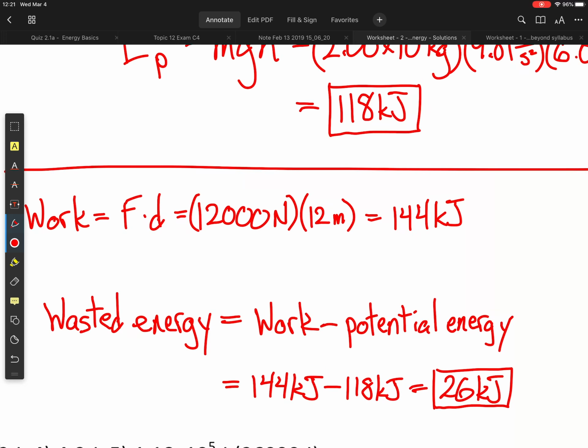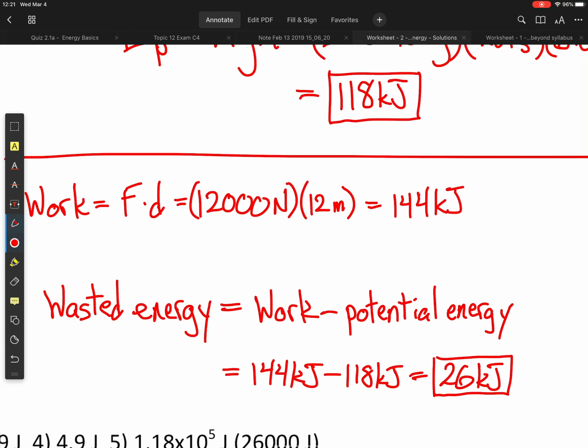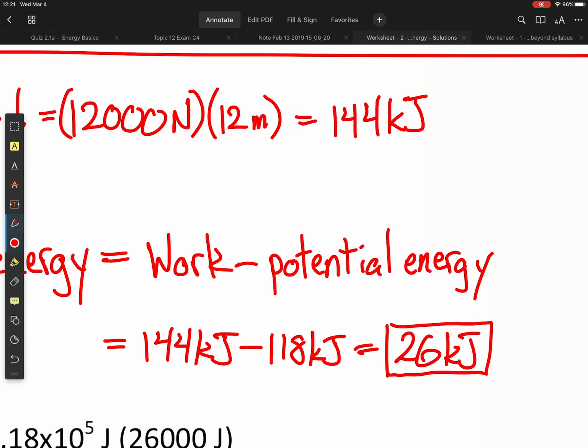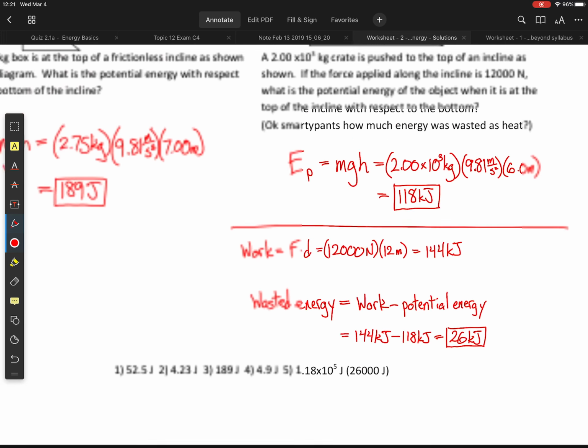The energy wasted is just going to be equal to the amount of work done minus potential energy. So we just subtract 118 kilojoules from the amount of work done, 144 kilojoules, and that will give us 26 kilojoules of sadly wasted energy.